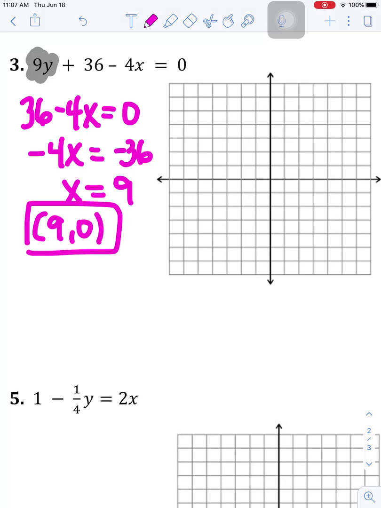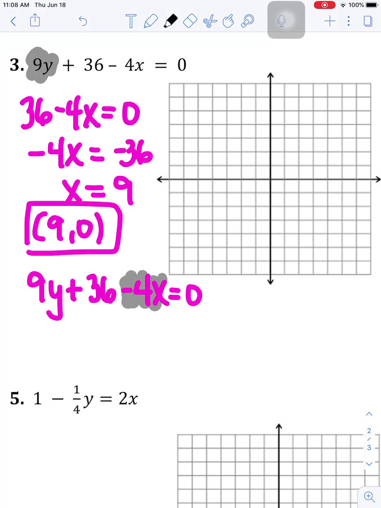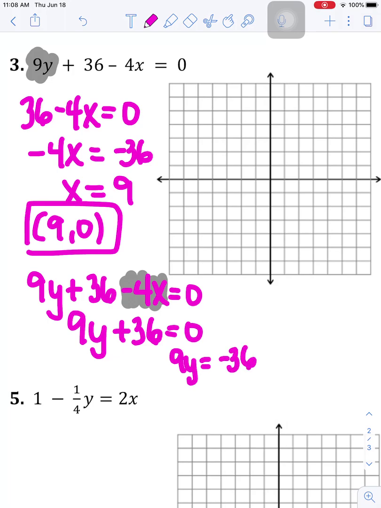So that's 9, 0. I'm going to recopy that equation in order to get our y-intercept. To get the y-intercept, you need the y left, so you zero out the x. That leaves you with 9y plus 36 equals 0. Again, another two-step equation. So if you subtract your 36, you have 9y equals -36. Divide by the 9, and y is -4. So our y-intercept is 0, -4.